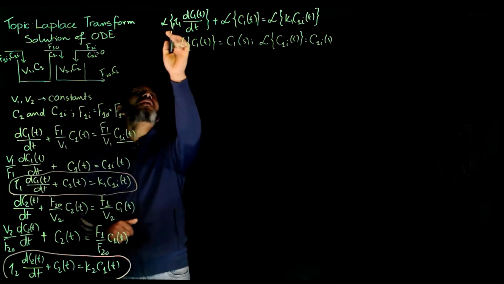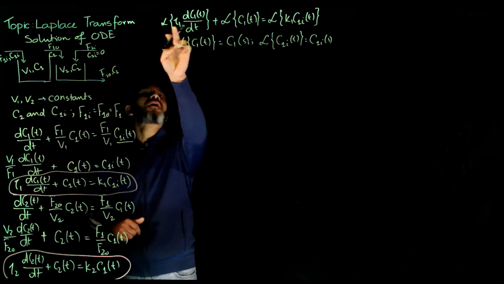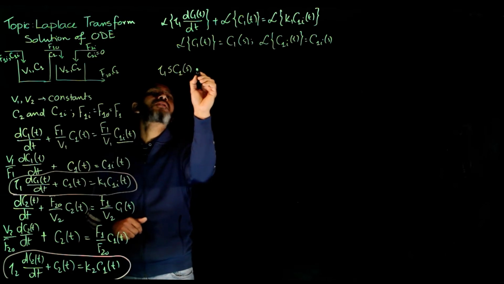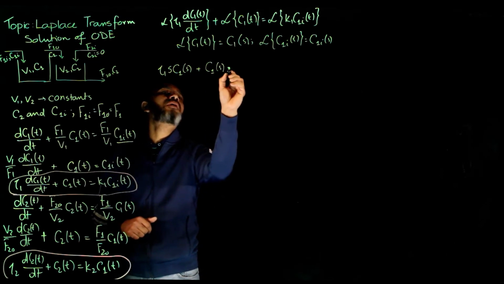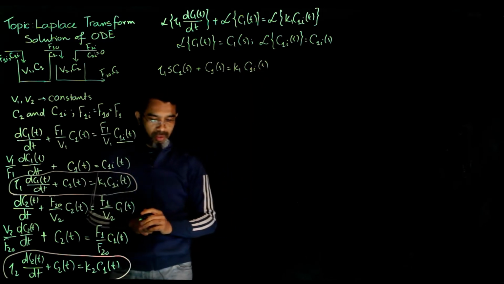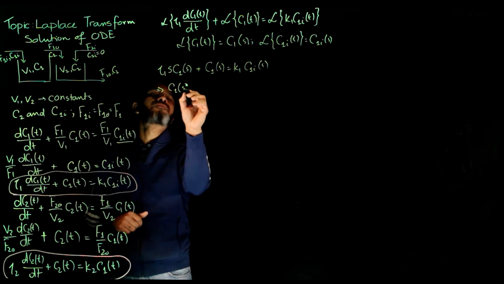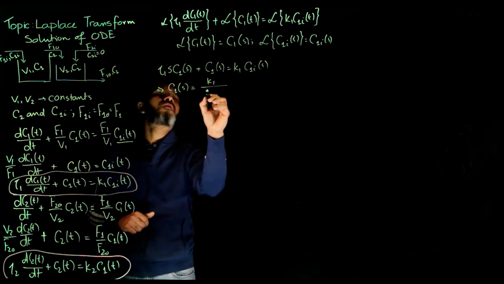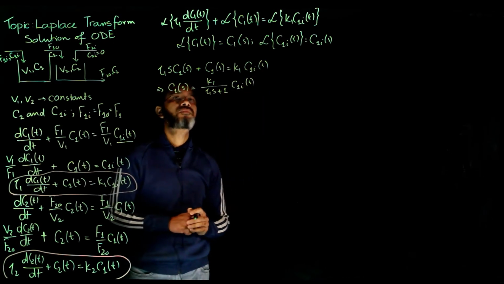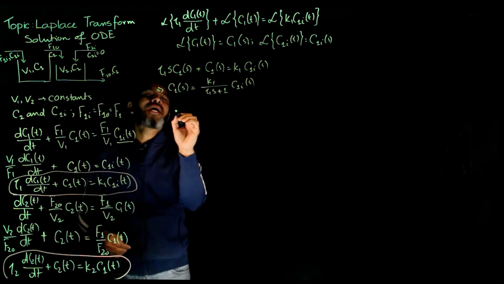For this Laplace transform, the derivative becomes s C1(s), and tau 1 being constant goes out. We'll have tau 1 s C1(s) plus C1(s) equals K1 C1I(s). With further simplification, we can write C1(s) as K1 over (tau 1 s plus 1) times C1I(s). Exactly the same way, from the second equation we get C2(s) equals K2 over (tau 2 s plus 1) times C1(s).